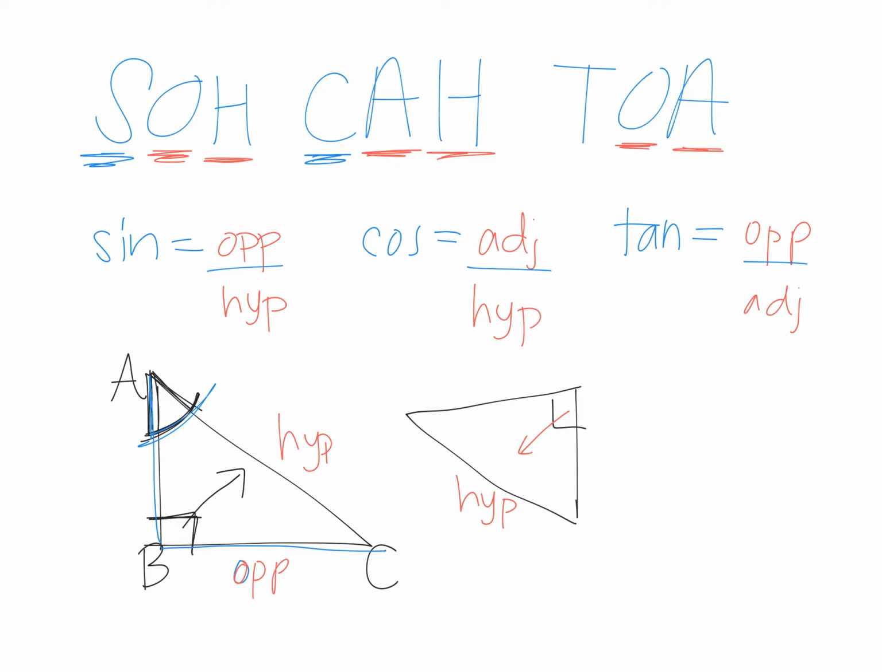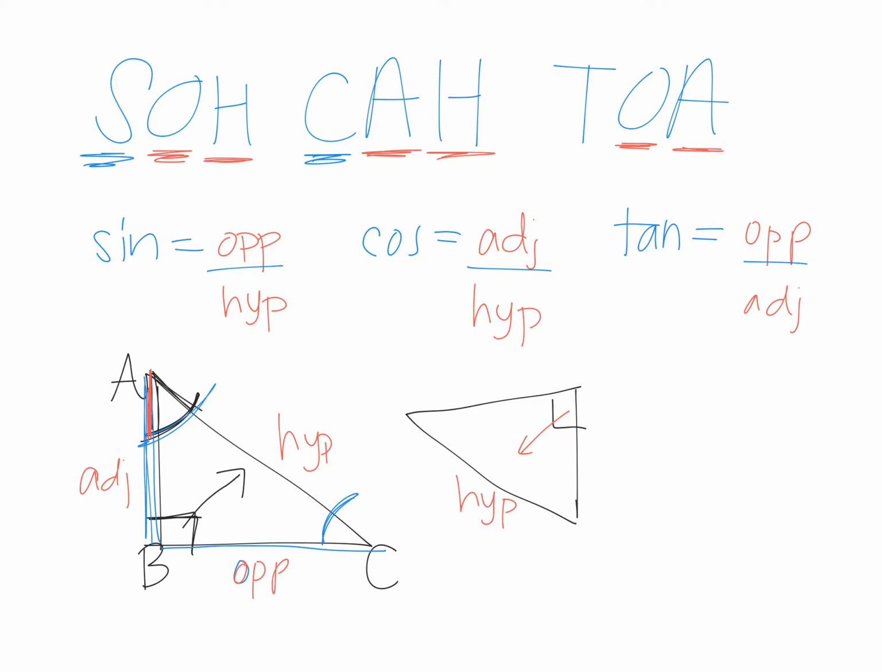Side AB is adjacent because it's touching, it forms the angle. Whichever side forms the angle, that's the adjacent side. Adjacent means lying next to. It's next to the angle, touching the angle. If I ask you to label the triangle in relation to angle C, then it's going to be different. In relation to angle C, this side, AB, would be opposite. It changes. It depends on which angle they're indicating.